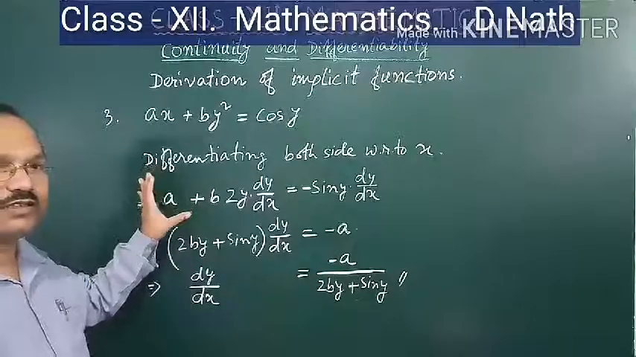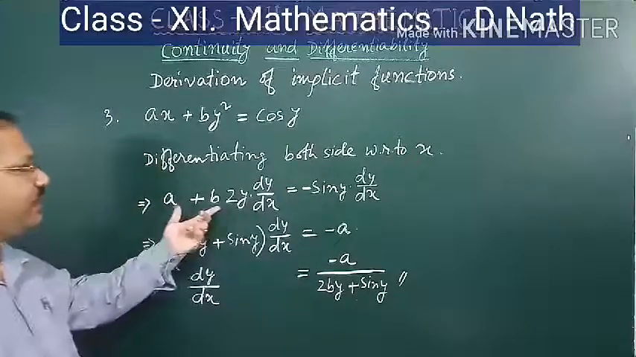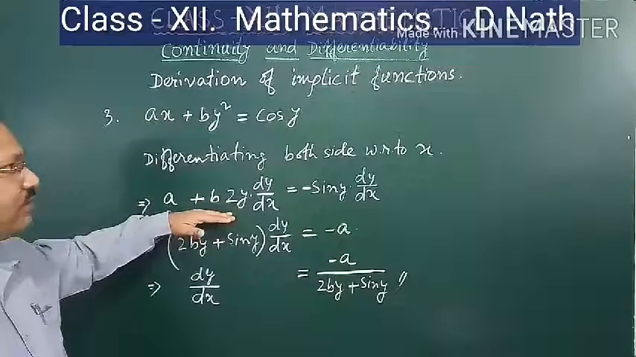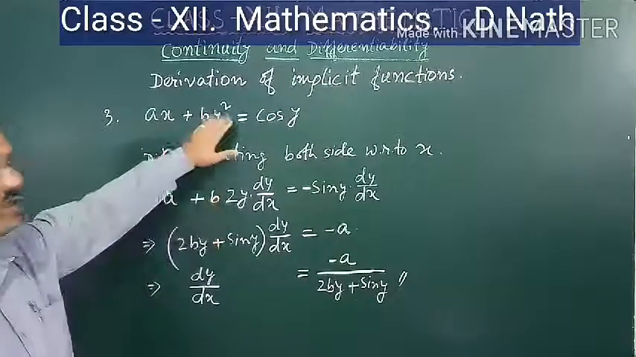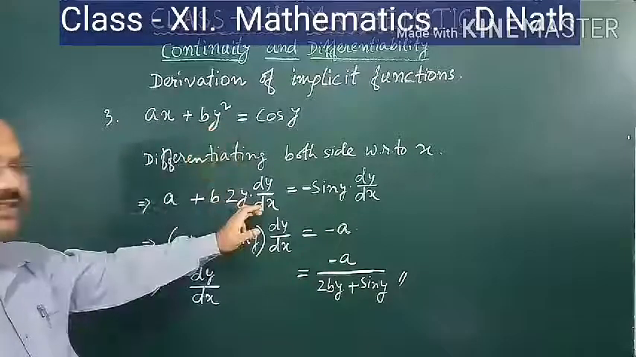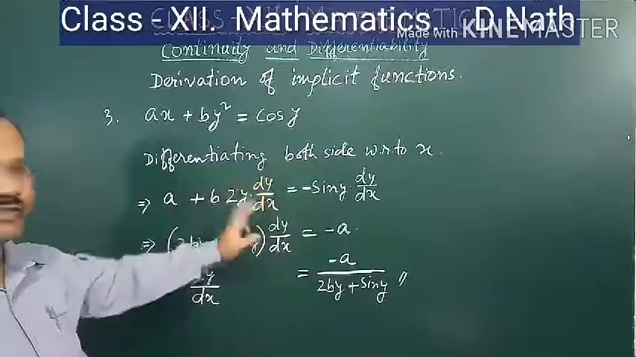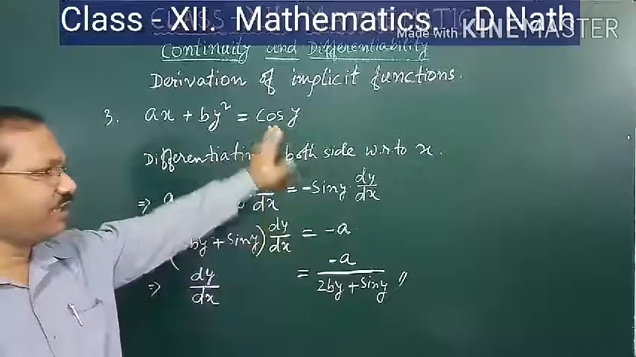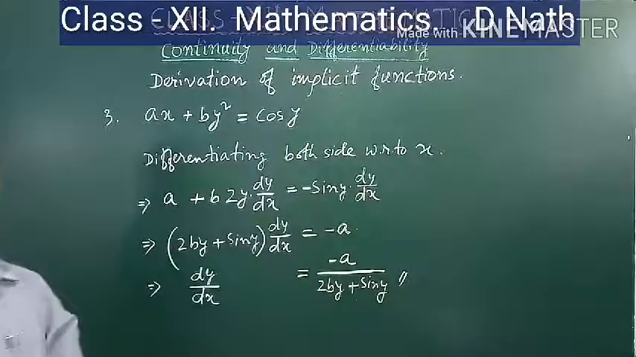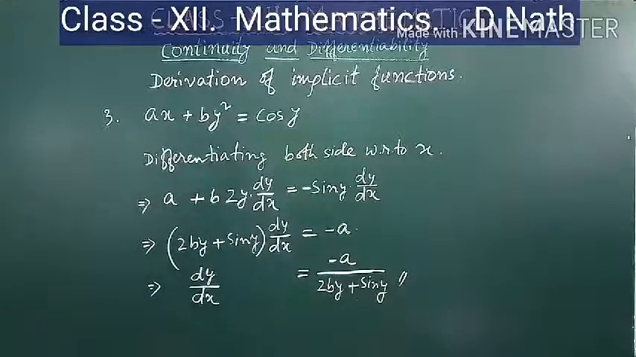Is it clear? Okay, here what we have done, I have done directly. Got the point? B y square is twice y, and since it is y, again differentiation of y with respect to x. Cos y, so it is minus sin y, and since it is y, so it is again dy/dx. Okay, so we'll proceed to the next.